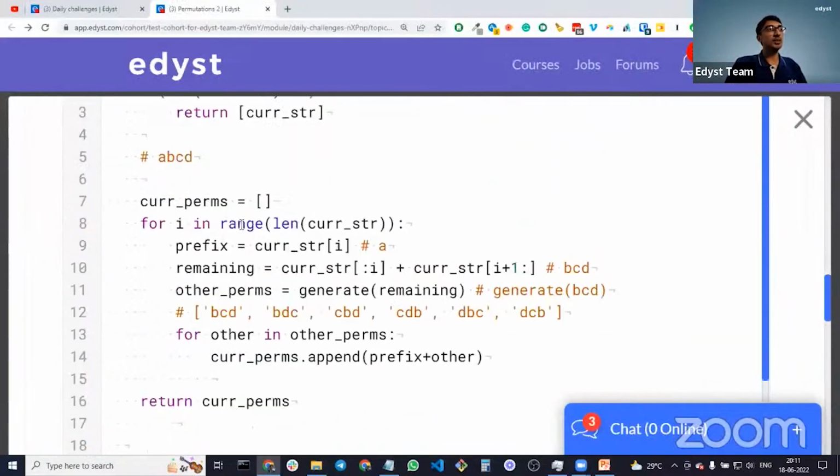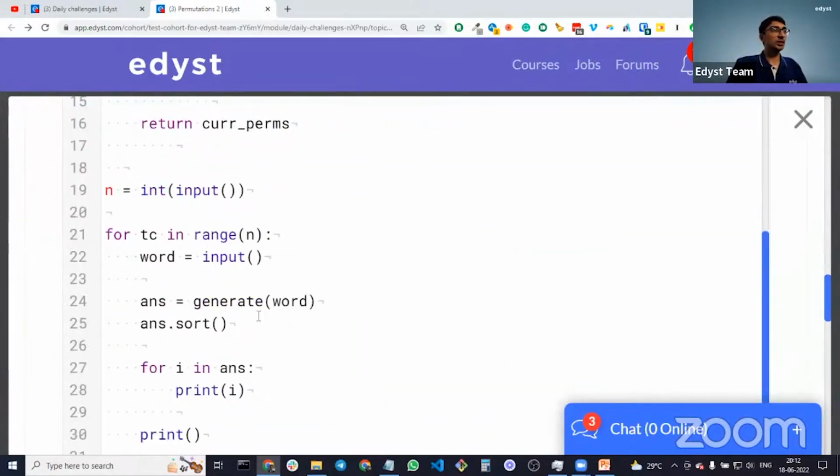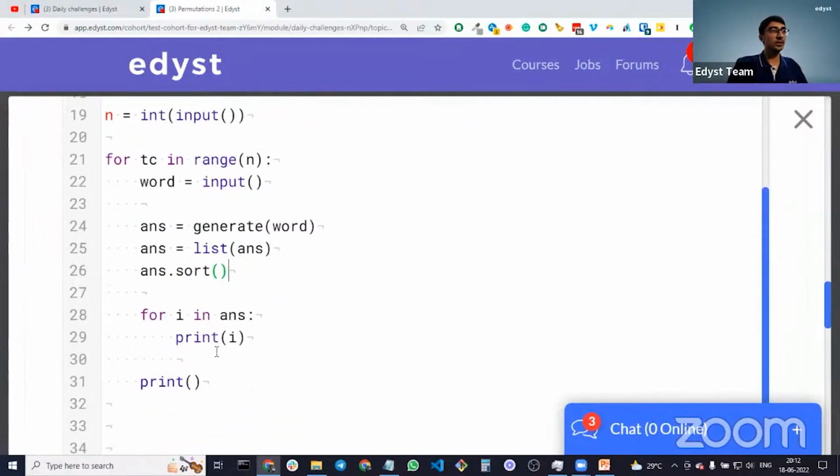Okay, cool. What does that mean for us? In our case, instead of a list, we will need to maintain a set. So current permutations dot add, instead of append, becomes add. This other permutations is equal to generate, this is fine, return is fine. Here we need to return a set of this. So we'll just make it a set instead of a list. Hope you all know what a set is. N is generated, answer is generated. So you cannot sort a set. So answer is equal to list of answer, and then answer.sort, and then you do for i in answer and so on.